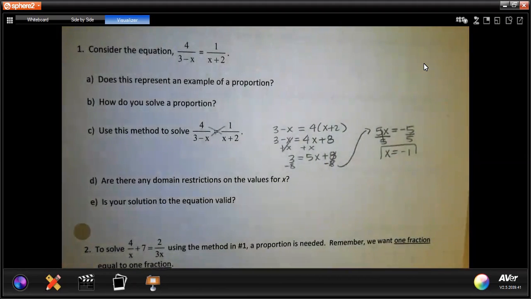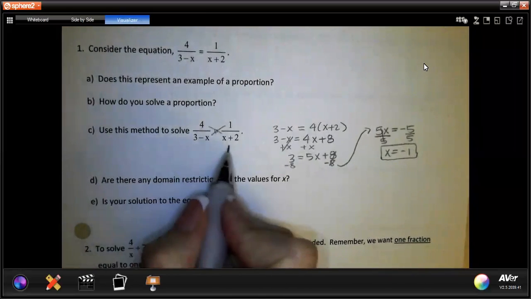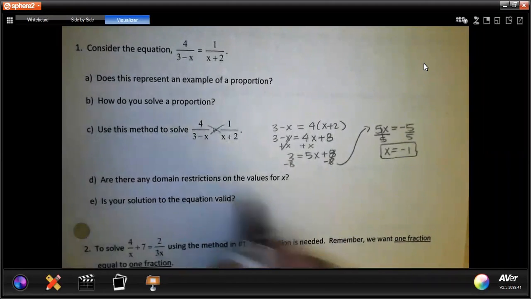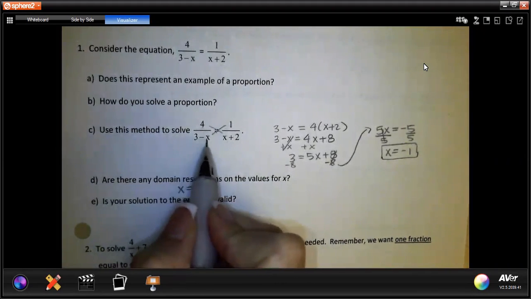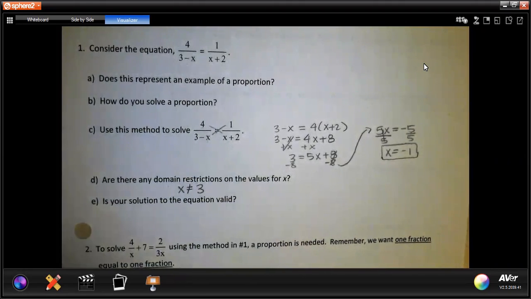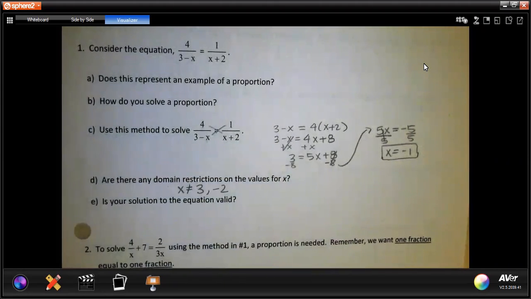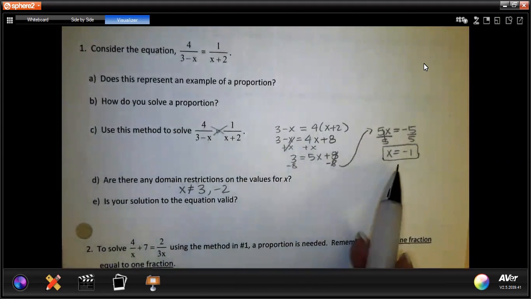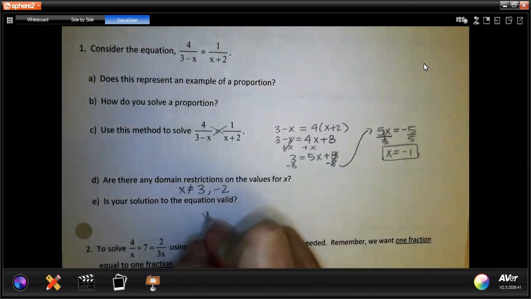Now with rationals, you got to think about those exclusions we talked about, that you cannot have a 0 in the denominator. That makes our problem here undefined. So my domain restrictions would be when x is 3, because 3 minus 3 would make that 0, so x cannot be 3. And then negative 2 plus 2 would make that one 0, so x cannot be negative 2. Those are important because if your solution was equal to either one of those, then it would not be a true solution. Since negative 1 is not one of your domain restrictions, then it is your solution to the equation.